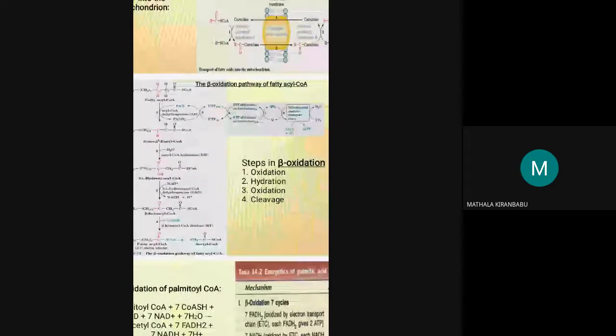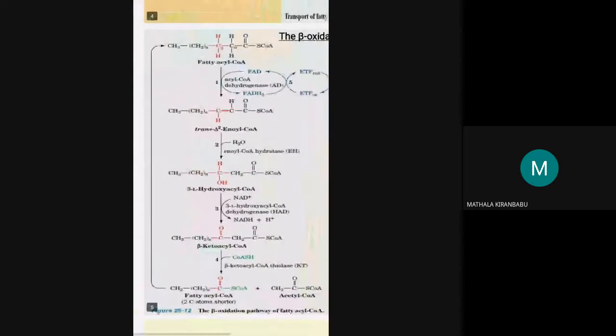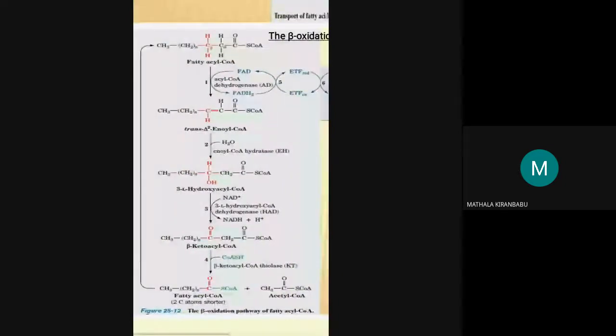So this is the beta oxidation cycle. If you have any doubt, please ask me. This cycle is very, very important. You have to draw the cycle as it is, with structures, with coenzymes, with enzymes.